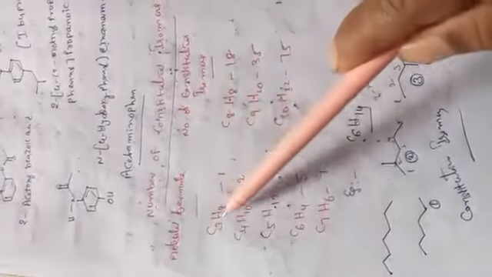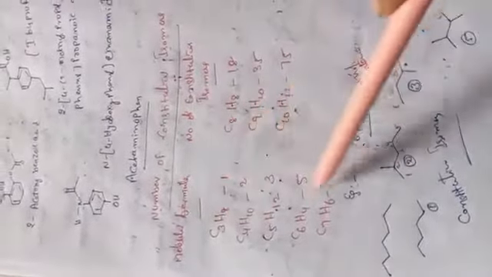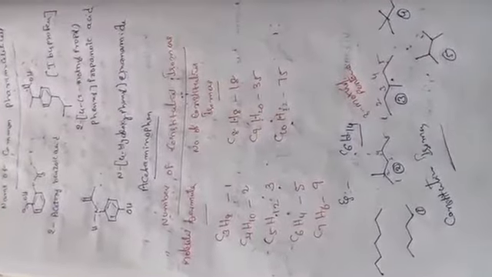Number of constitutional isomers, very important. Molecular formula C3H8 means 1. Please practice the IUPAC names. Some of the examples also you can practice. Please write the IUPAC name and practice the given examples.